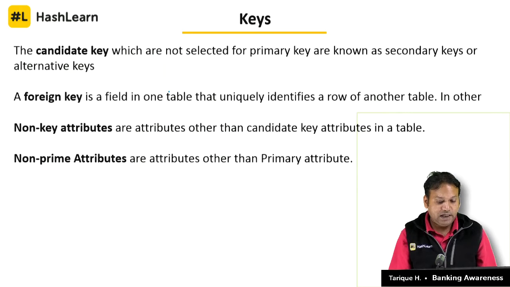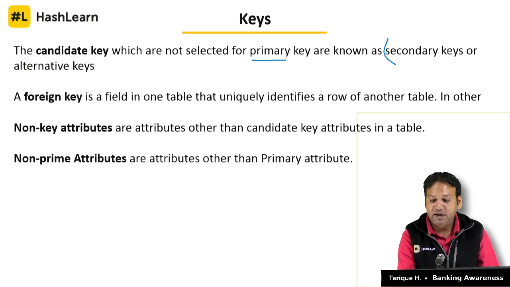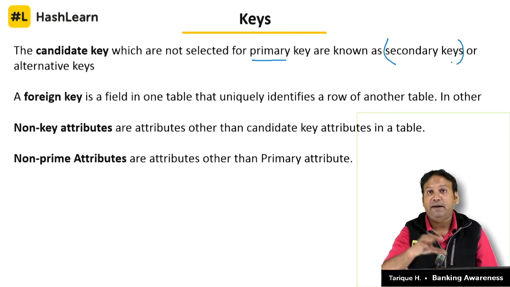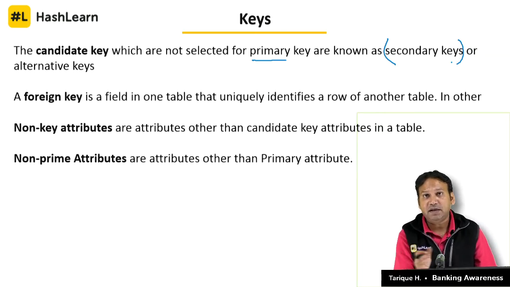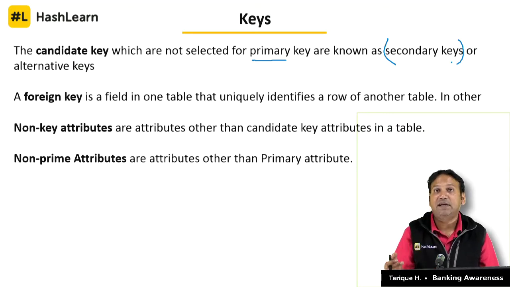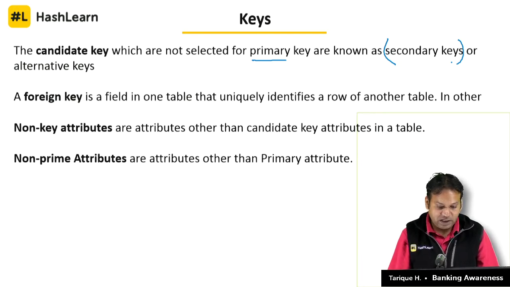Let's see, the candidate keys which are not selected as primary key are known as secondary keys. तो हमने सभी keys select किए थे कि these are the possible candidates of being primary key. All of those keys were called candidate keys. From the candidate keys, we selected one key and we said that this will be our primary key. So the other keys which were not selected will then be called secondary keys. That means if required, we can use them as alternate keys or secondary keys.